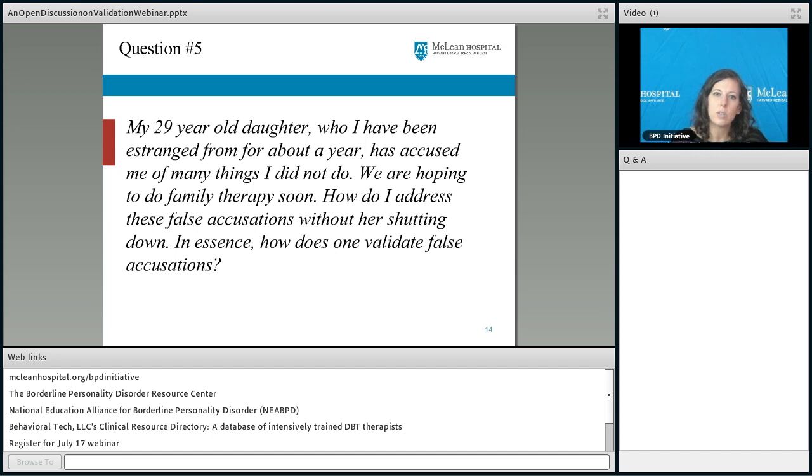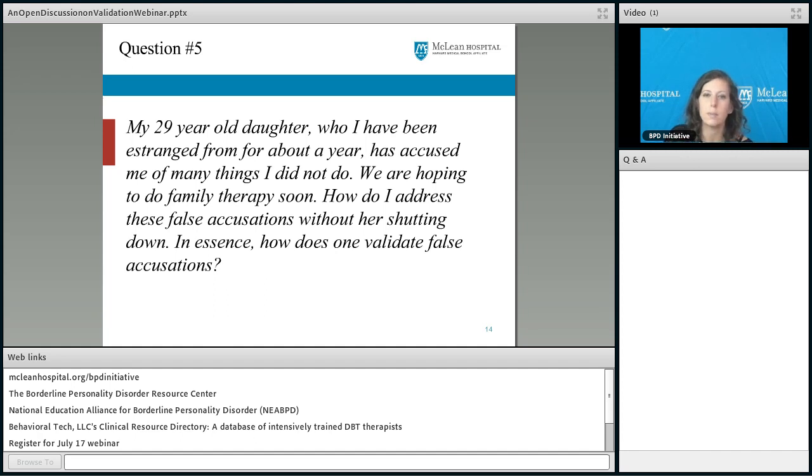So the next question: my 29-year-old daughter, who I've been estranged from for about a year, has accused me of many things I did not do. We are hoping to do family therapy soon. How do I address these false accusations without her shutting down? In essence, how does one validate false accusations?